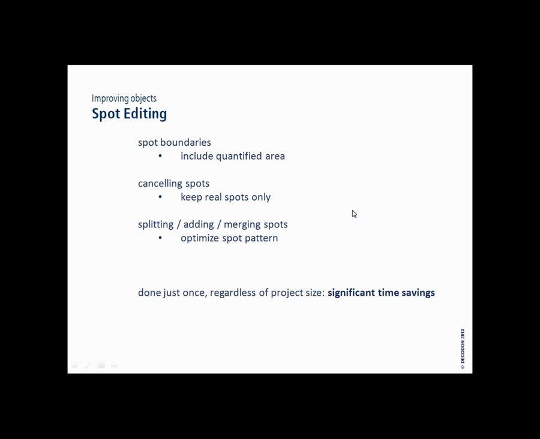This means you optimize the spot pattern, and it is done just once on the fused image, and it doesn't matter which size your project has, because you just have one fused image where you do the spot detection and also the spot editing. And this means you will face significant time savings compared to the situation where you have spot detections across all the different images. And by the way, this is the second solution for getting complete expression profiles.